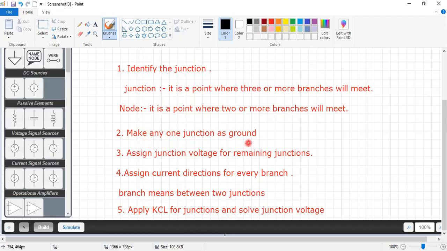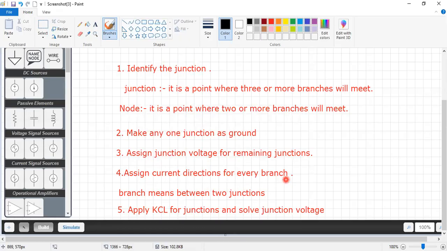Suppose I identified around four junctions. Then I will make any one junction as ground. Then I will assign a junction voltage to each of the remaining junctions, like VA, VB, VC. Then assign current directions for every branch, in the direction in which current is flowing.